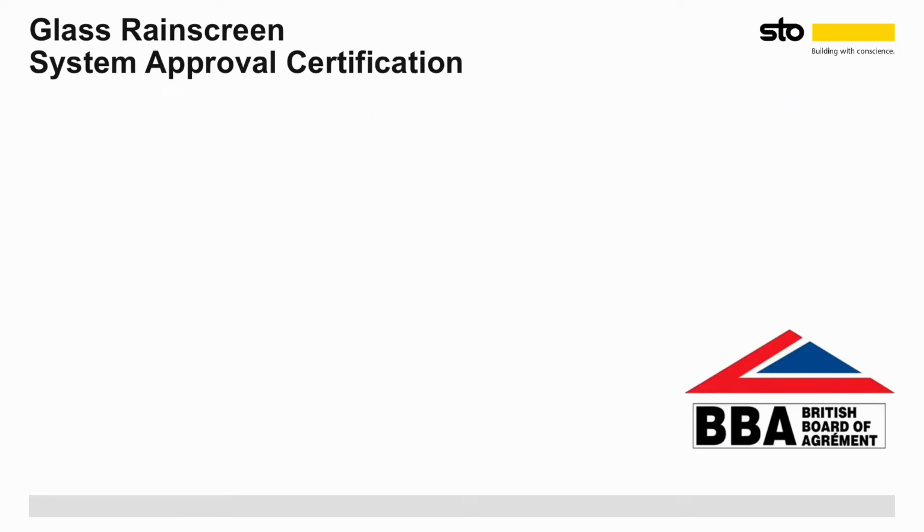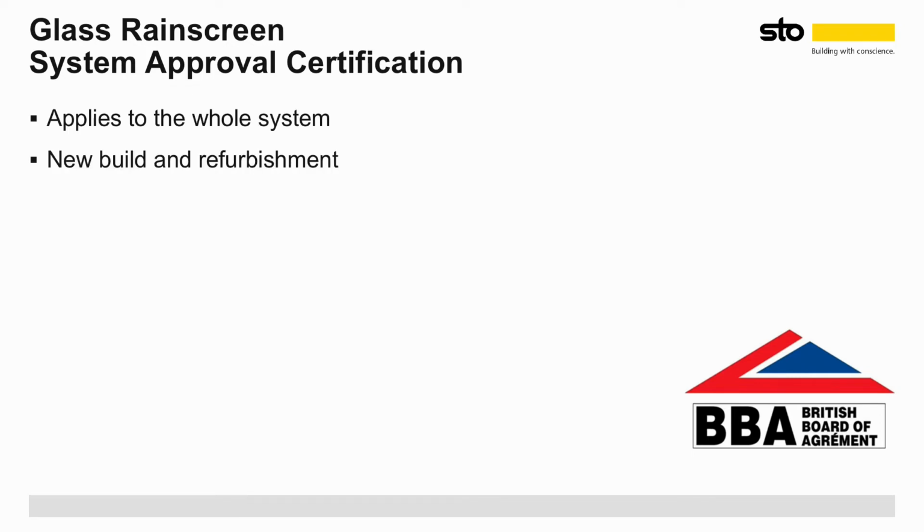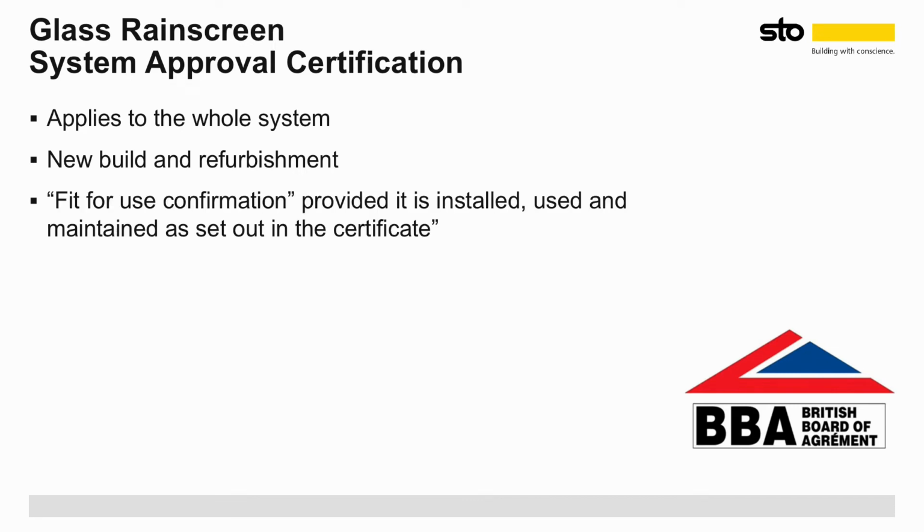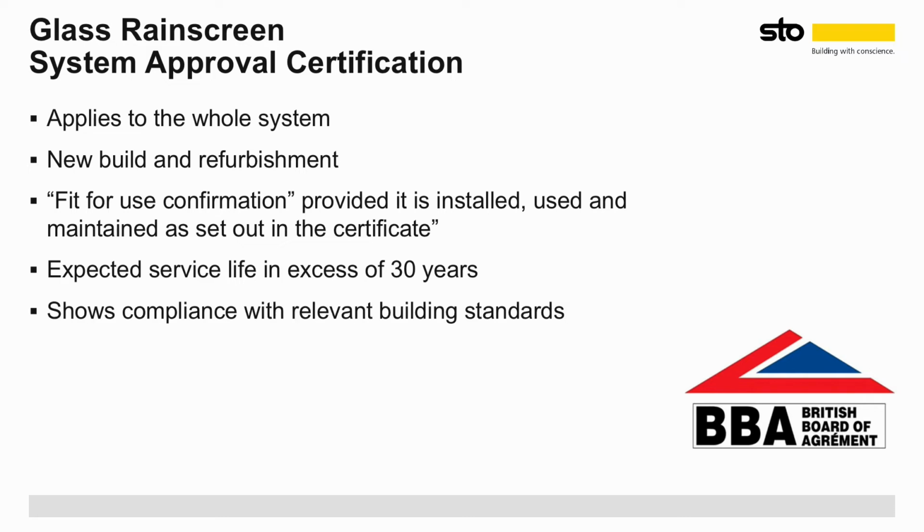The BBA will test all aspects of a UK Rainscreen cladding system against all relevant criteria and design considerations. In general, bodies such as the NHBC will not recommend a system without a BBA. Typically, the BBA applies to the whole system and can be applied to new build and refurbishment projects. The BBA certification provides fit-for-use confirmation, providing it is installed, used and maintained as set out in the certificate. Most certificates provide an expected service life in excess of 30 years. The BBA also ensures the system complies with relevant building standards.